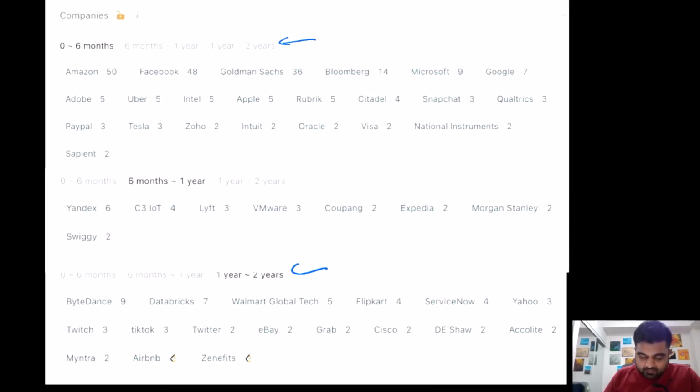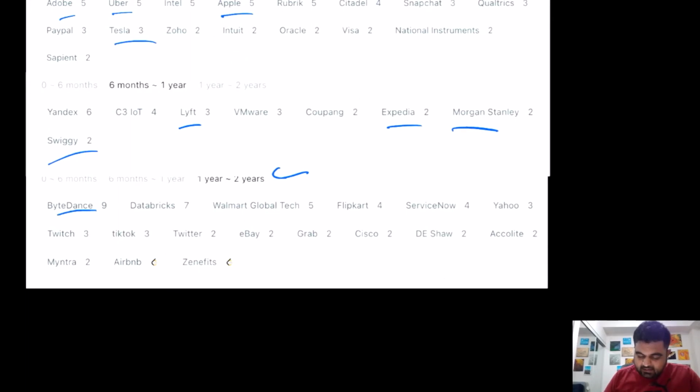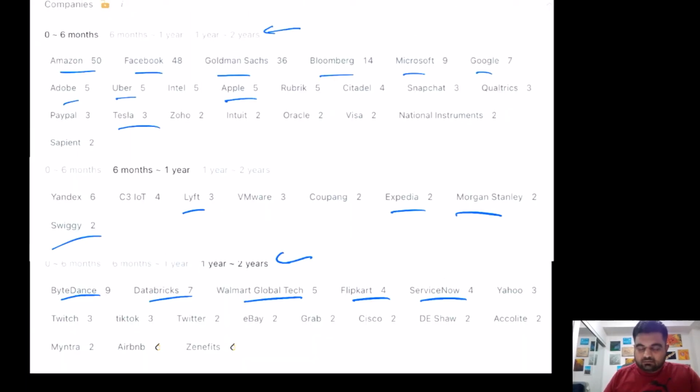Just look at the numbers: Amazon, Facebook, Goldman Sachs, Bloomberg, Microsoft, Google, Adobe, Uber, Apple, Tesla, Lyft, Expedia, Morgan Stanley, Swiggy, ByteDance, Databricks, Walmart, Flipkart, ServiceNow. These are the companies that pay you in gold bricks.